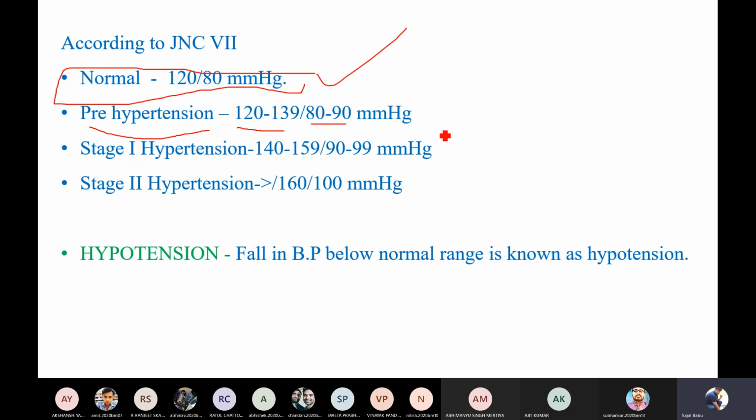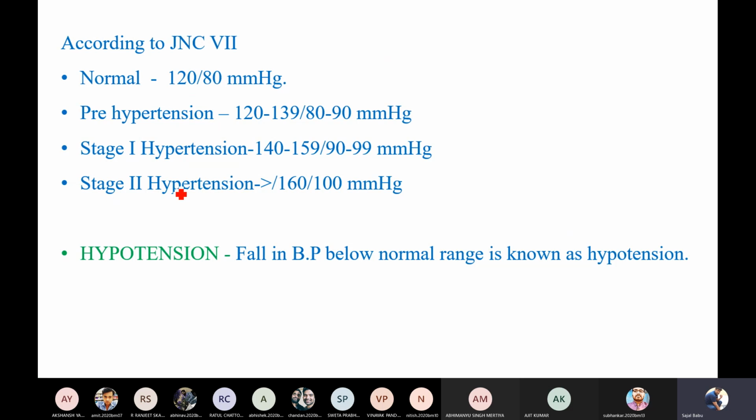Don't be afraid. It is not any problem in you. The pre-hypertension state may occur because of not taking meals at the right time, or smoking. All this causes it, and it is not a very dangerous state. If you have anxiety, your blood pressure may also come in this range, 120 to 139 and 80 to 90. So these two are not dangerous values. Now you have to consider the remaining two.